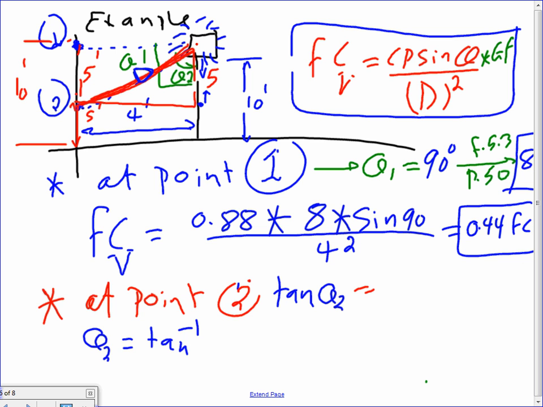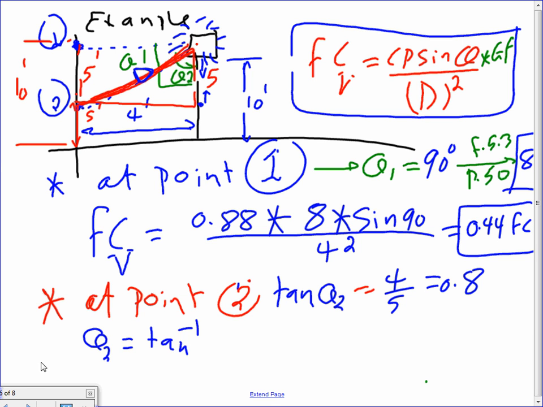So that will get me 4 over 5. Everybody knows where the 4 came from? 4 is this side. 5 is half of 10, because I'm picking this particular point right in the center. 4 over 5 will give me 0.8.